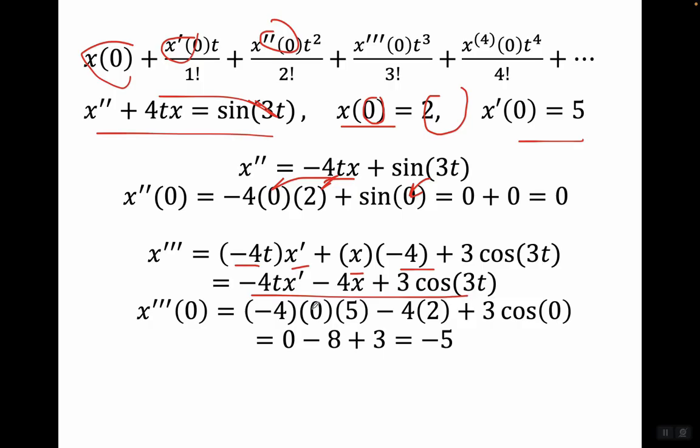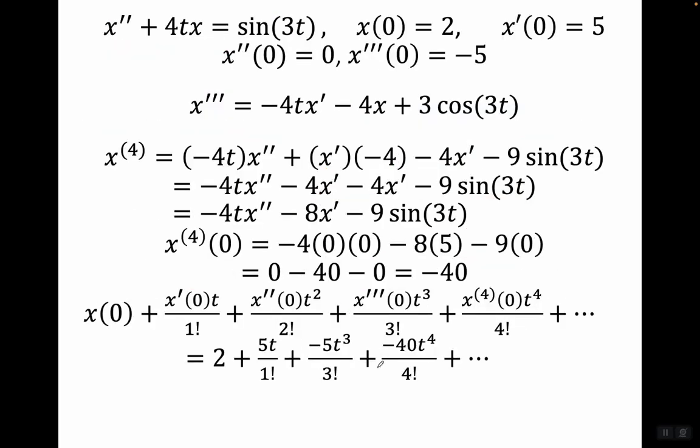Plug in numbers. So in this case, you've got the negative 4. T is going to be 0. And x prime of 0 is going to be 5. That comes from over here. X, we know x is going to be 2. That came from over here. So we have 4 times 2. And 3 cosine 3t, that's 3 cosine 0. So we end up with 0 minus 8 plus 3, which is negative 5. X triple prime of 0 is negative 5.